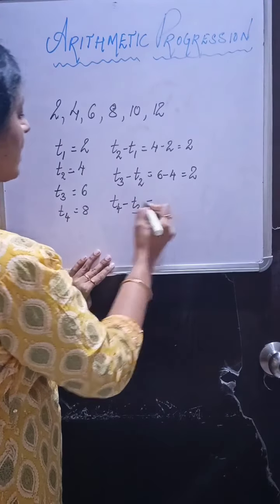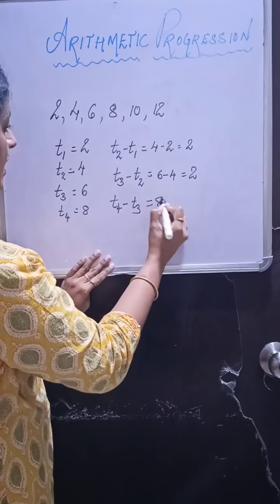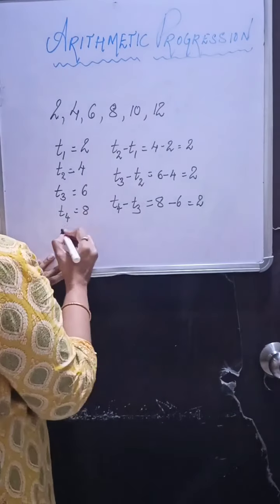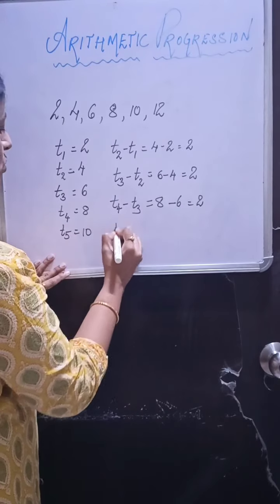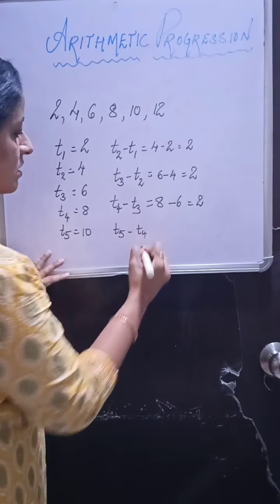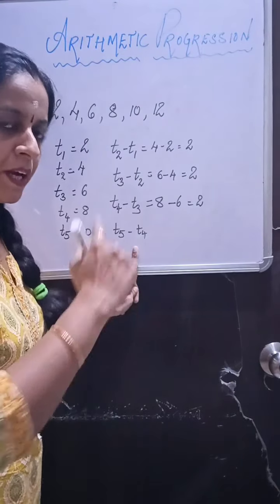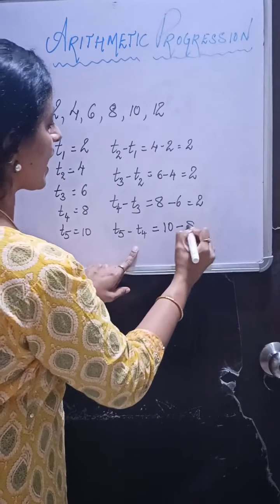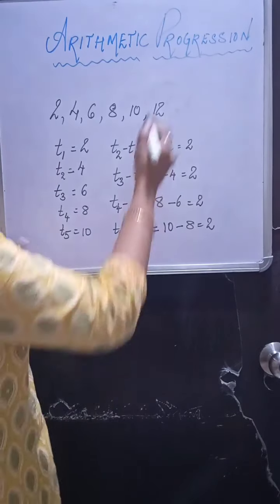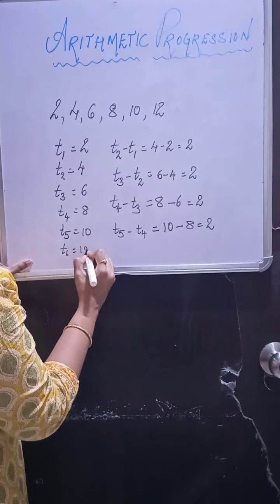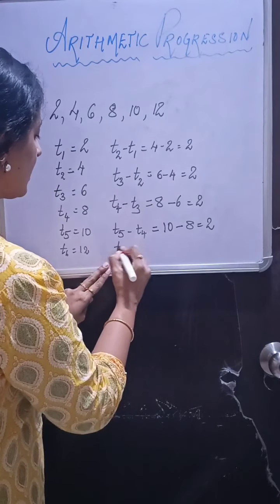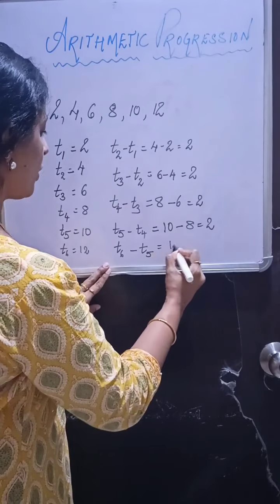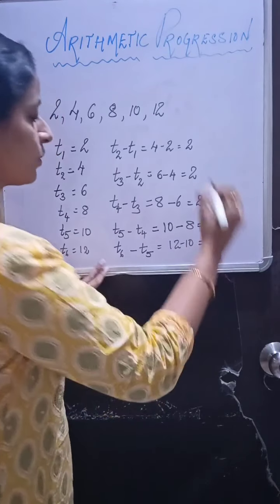So T4 minus T3 will be 8 minus 6, again 2. Now T5 is 10. T5 minus the previous term, T4. Fifth term minus fourth term is equal to 10 minus 8. Again you are getting 2. Now last, T6 is given as 12. Do the same thing. Sixth term minus the previous term, that is the fifth term, gives 12 minus 10, which is equal to 2.